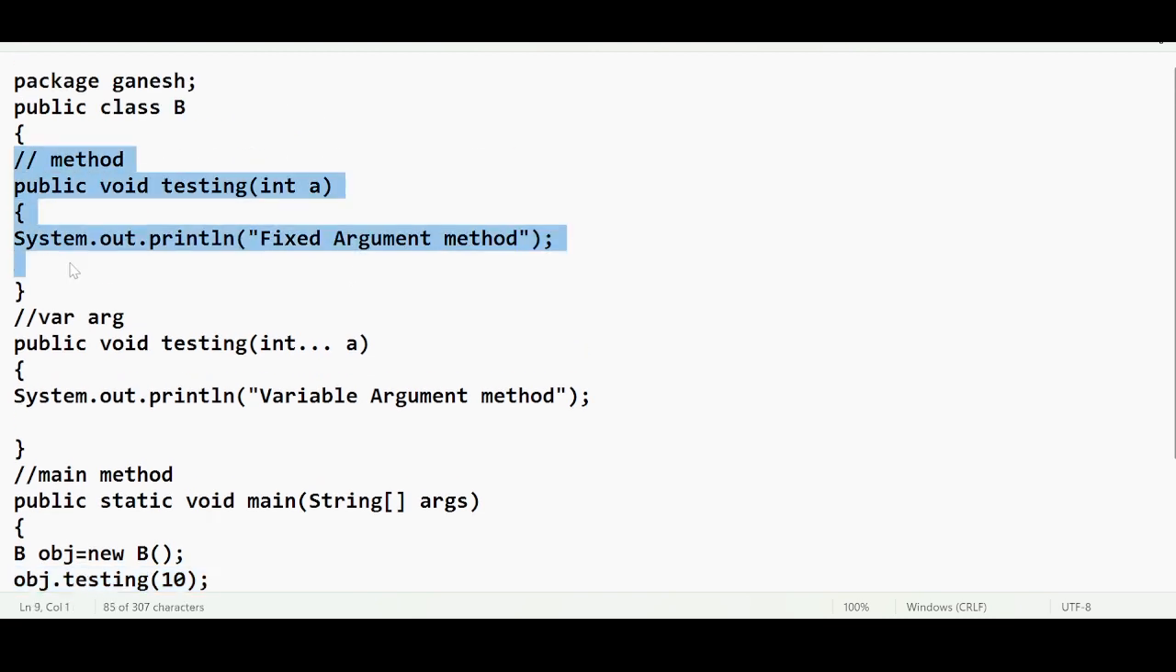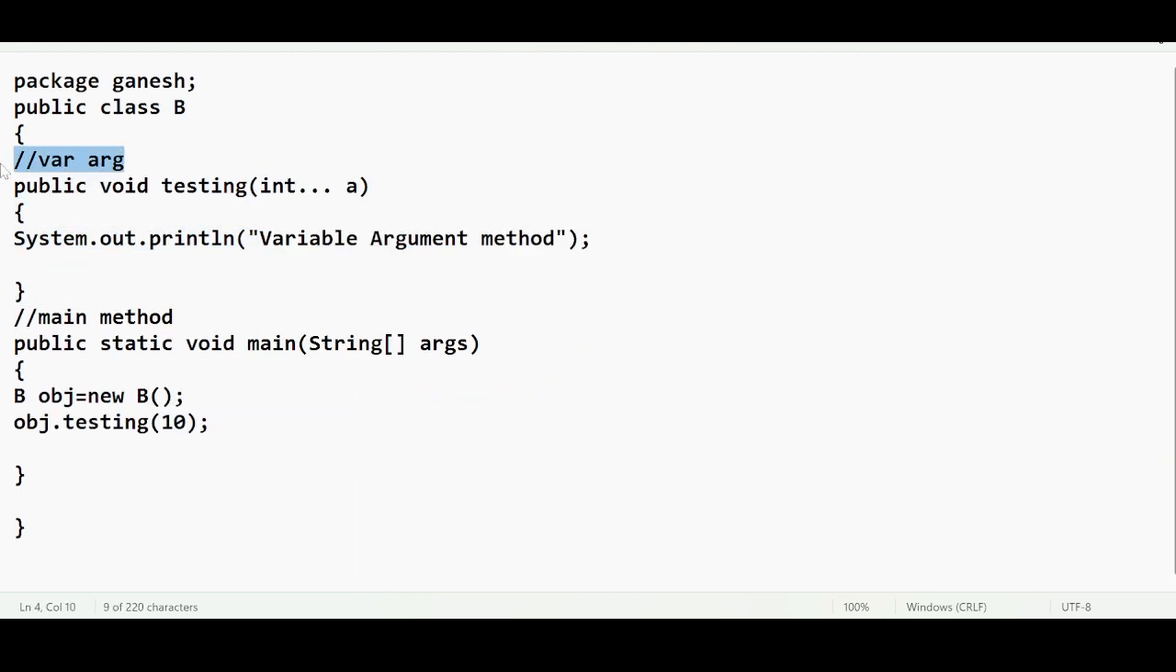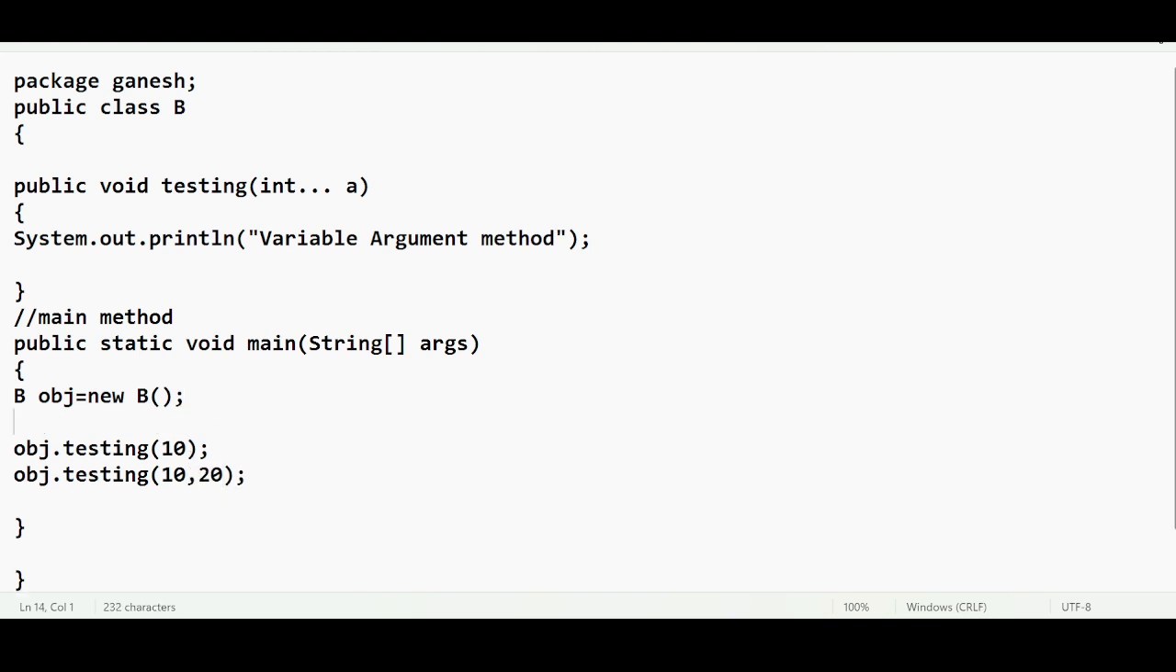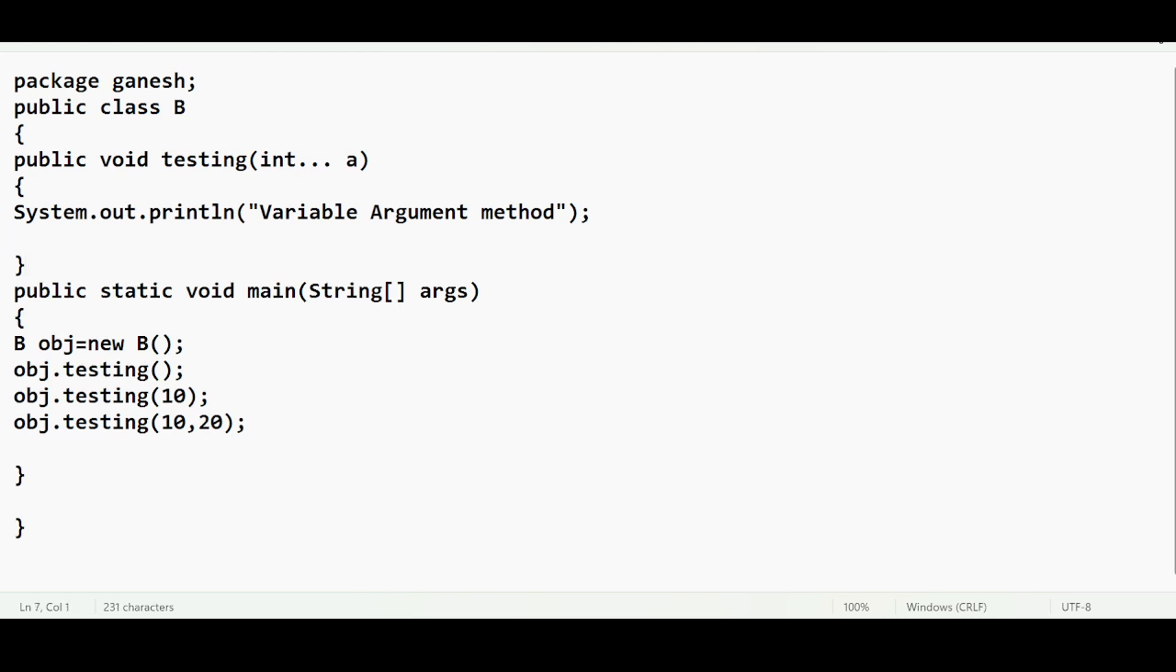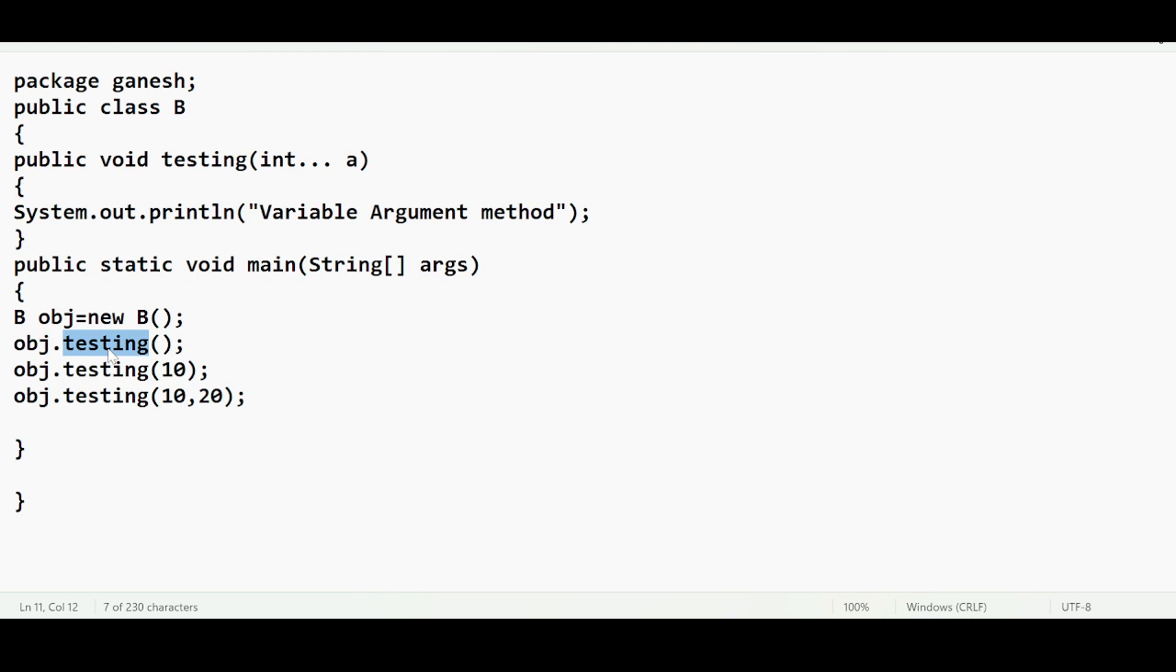Now let me remove this, for better understanding. Now tell me the output. Guess the output. Is there any difficulty in guessing the output? The object has been created. I'm calling the testing method three times. The first time the testing method has no arguments, no values. The second time one value. The third time two values. So what is a possible output now?